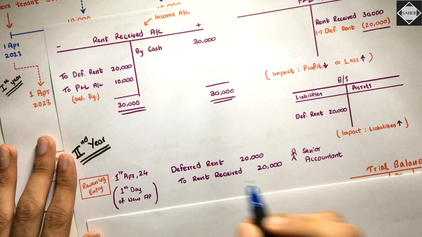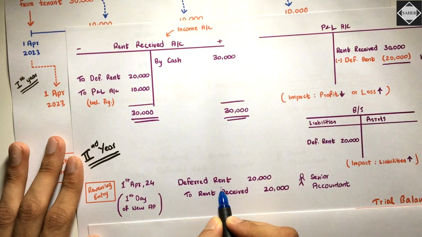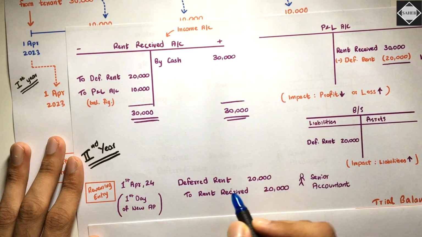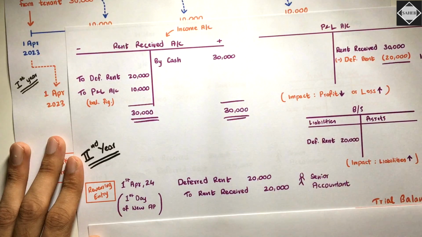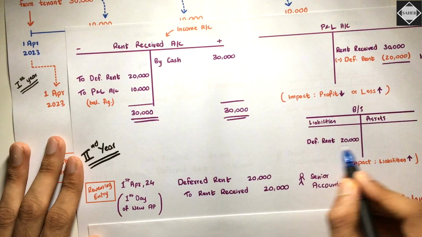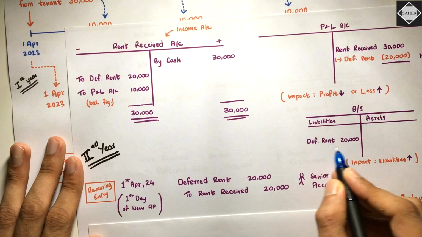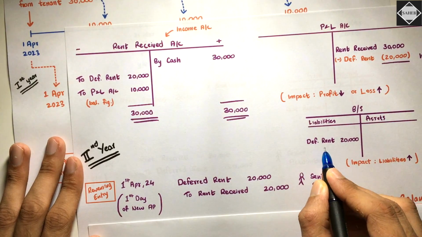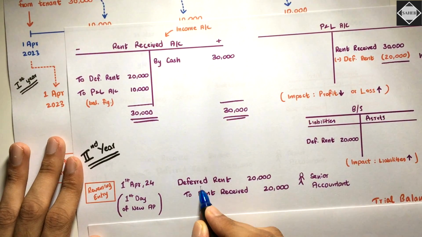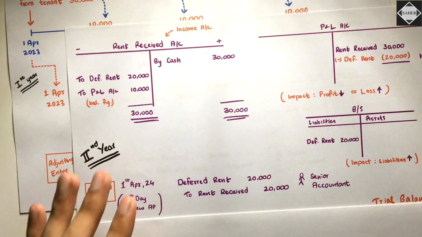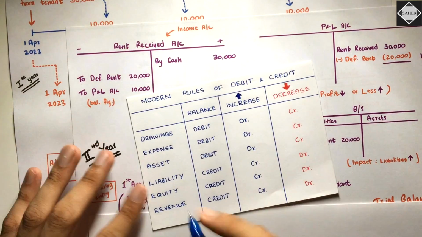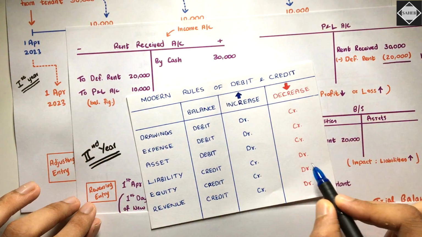The first thing is you are cancelling the deferred rent account. I told you deferred rent account is a liability account which will exist in the next year also. Whatever goes in the balance sheet exists in the next year also. So deferred rent is a liability. It has a credit balance. To finish it off, you debit it. See here, liability has a credit balance. To decrease it, you debit it.